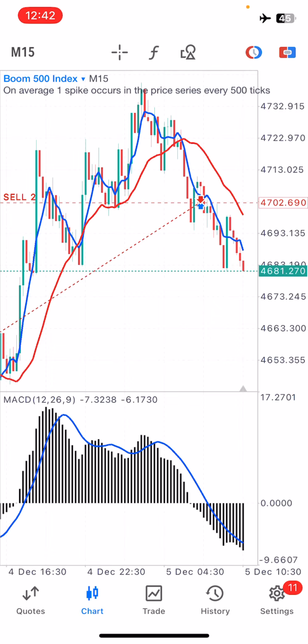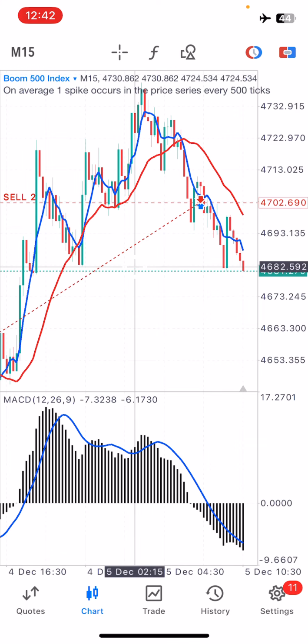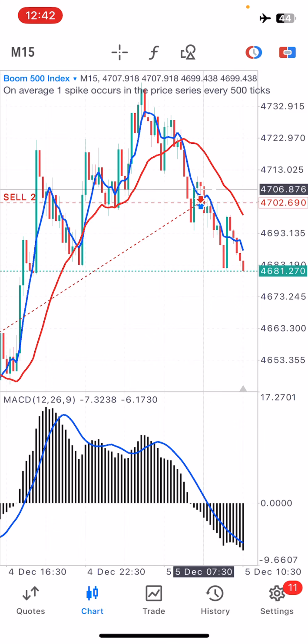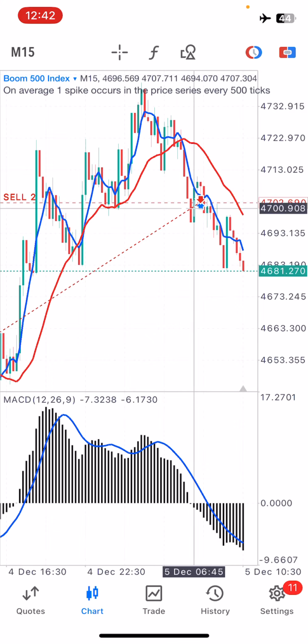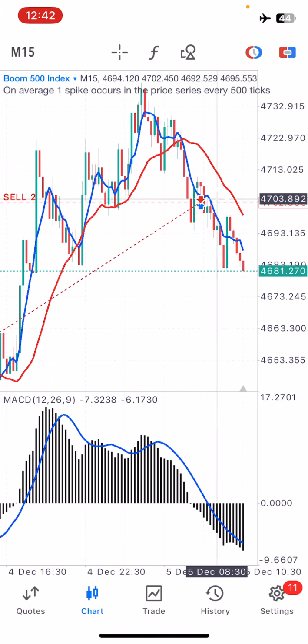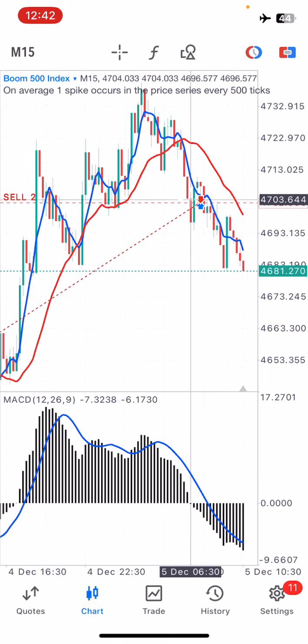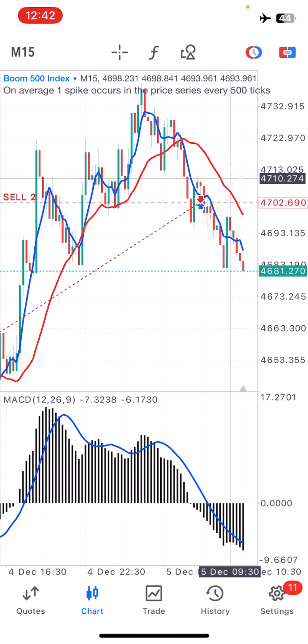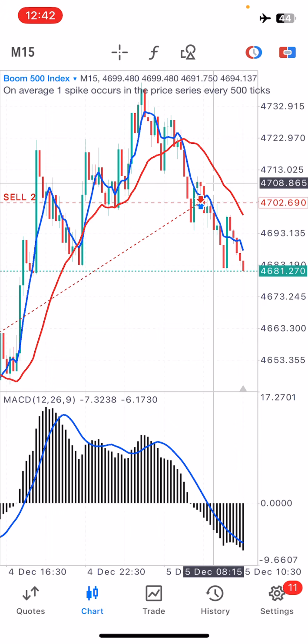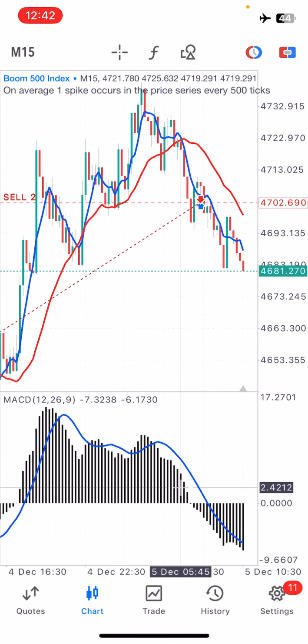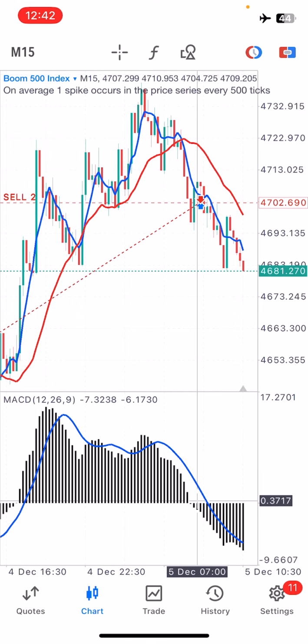But for now, once you have confirmed that you're in a downtrend, you need to confirm the position of your candlesticks. Your candlesticks have to cross and be below this blue line, while it's below the red line as well. So that's the first condition. That's the second condition.